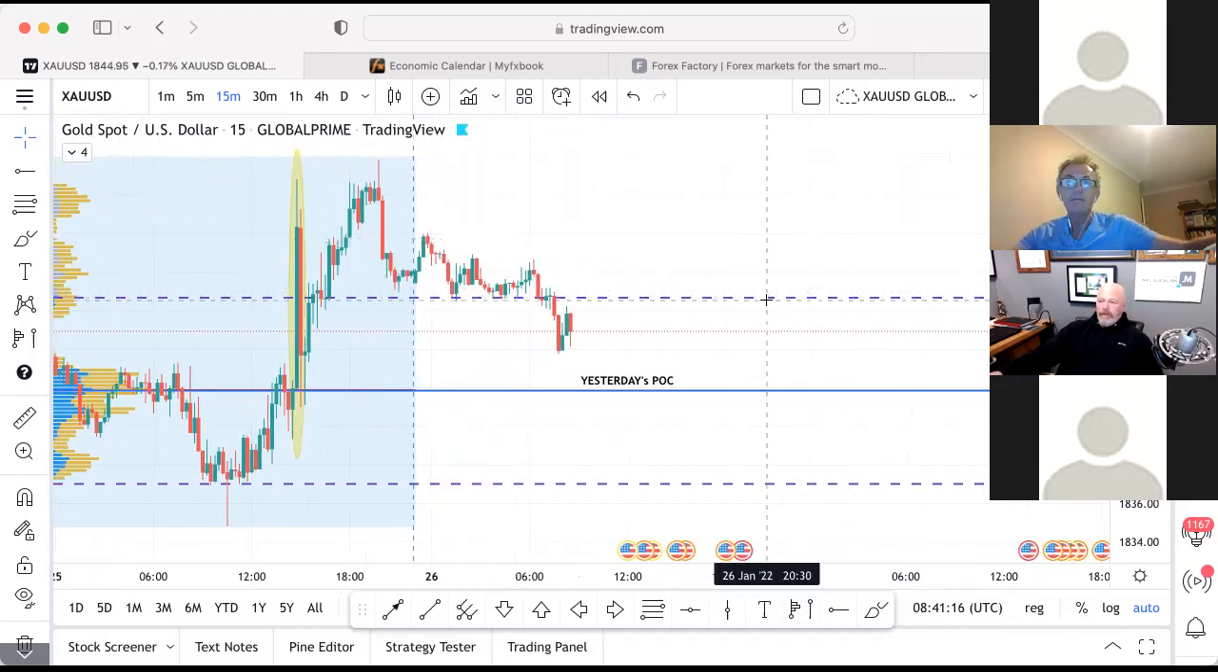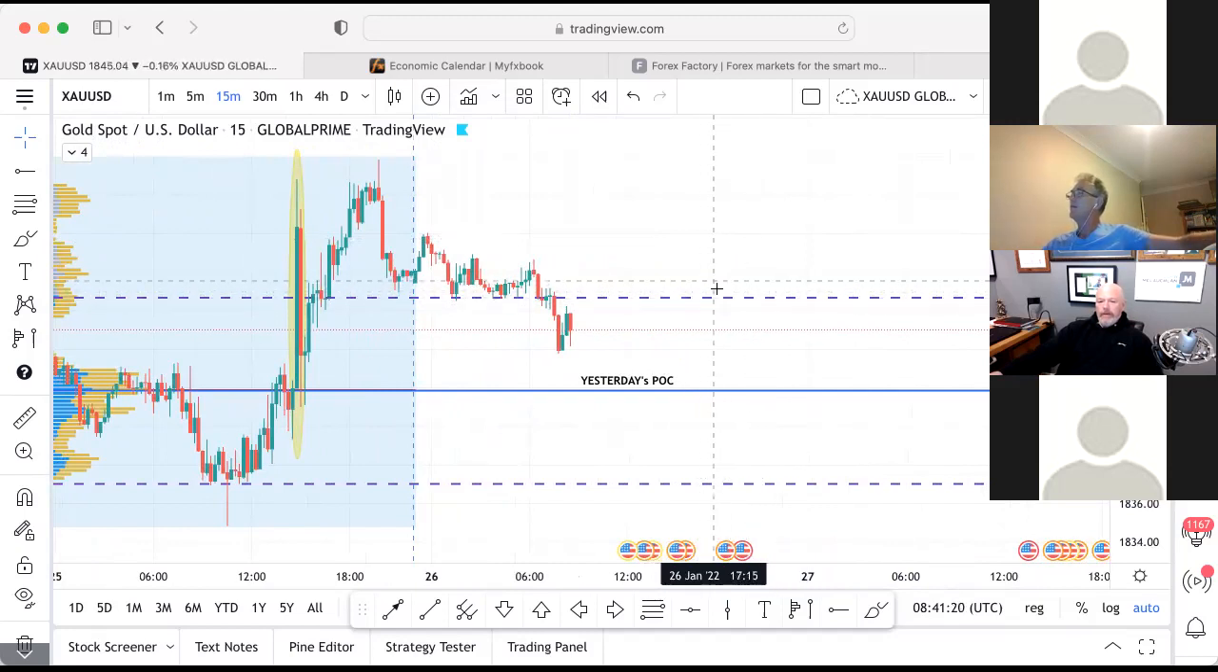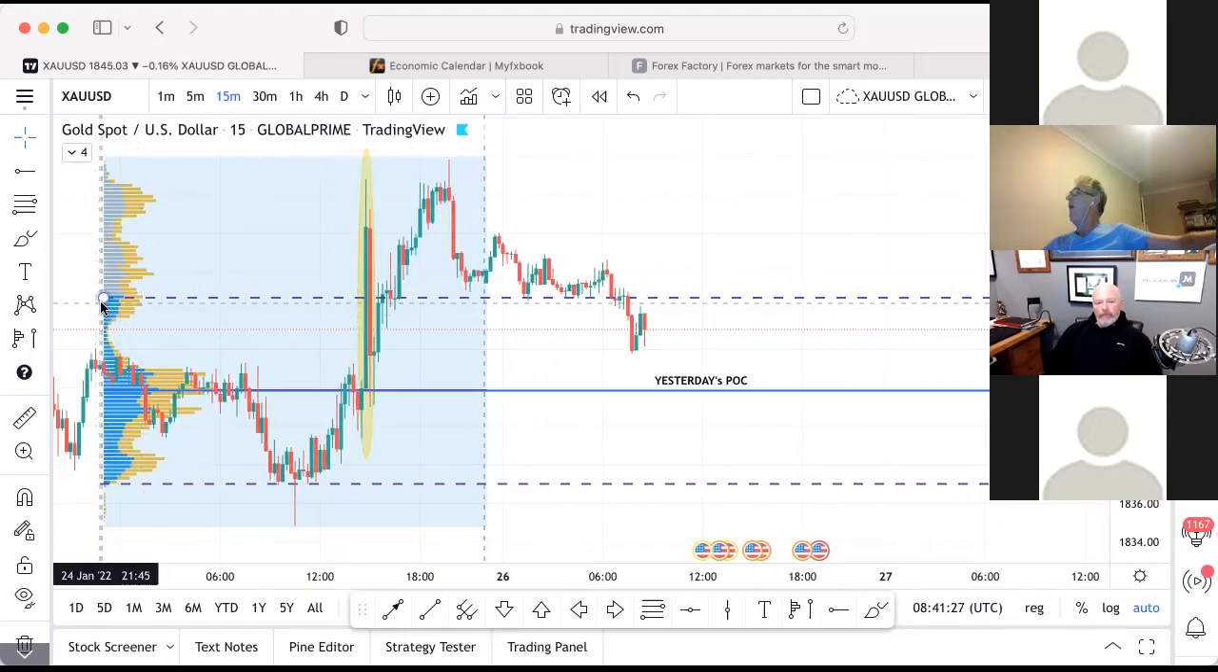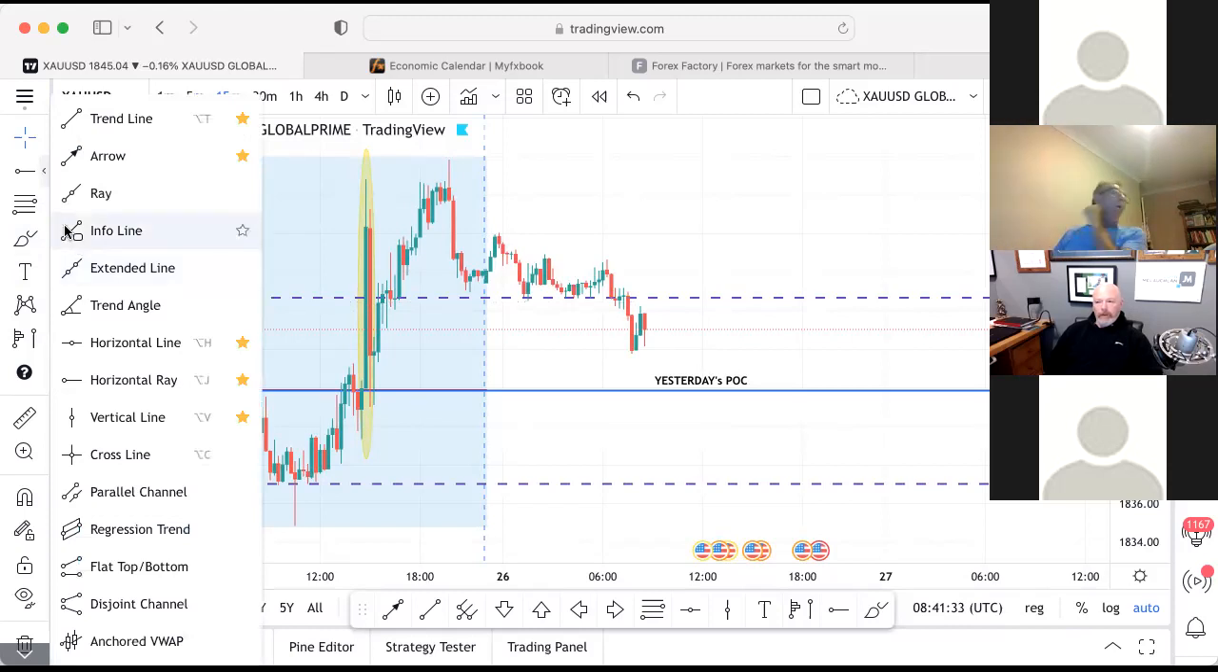Yeah, but when you say if it's outside the point of control, I assume you mean outside of that value area. Yeah. Okay. So first of all, I'll mark the value area so it's a little bit clearer, and then I'll answer your question. Thanks.